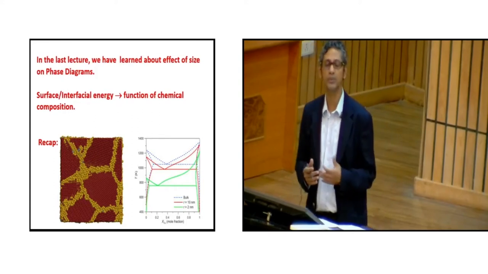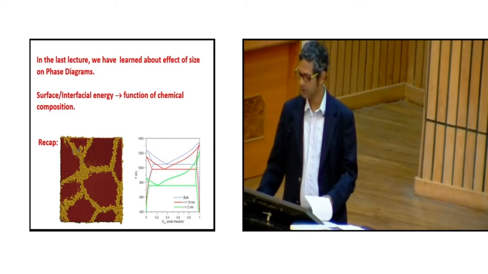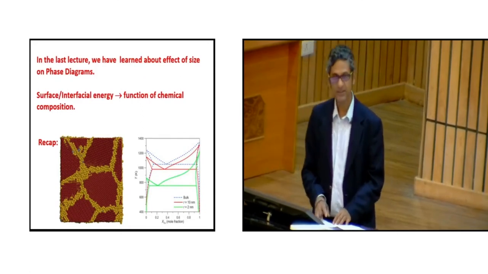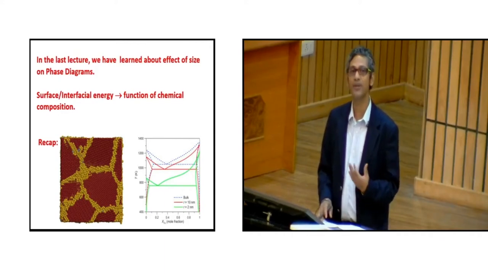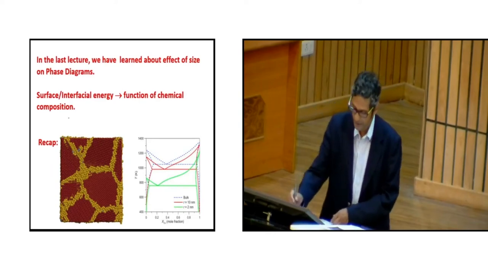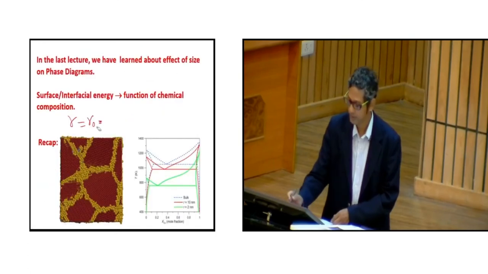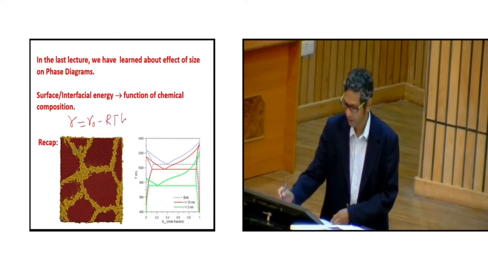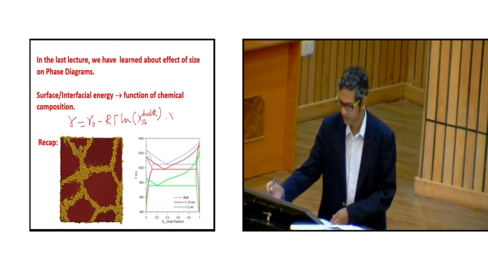We always use surface energy as isotropic. We don't consider that it is a function of composition at all. Nonetheless, one can calculate the surface energy as a function of composition and plug it into the model. So finally, we derive an equation which is like this: gamma equal to gamma 0 minus RT log of x A bulk multiplied by x A grain boundary into delta into rho, right?